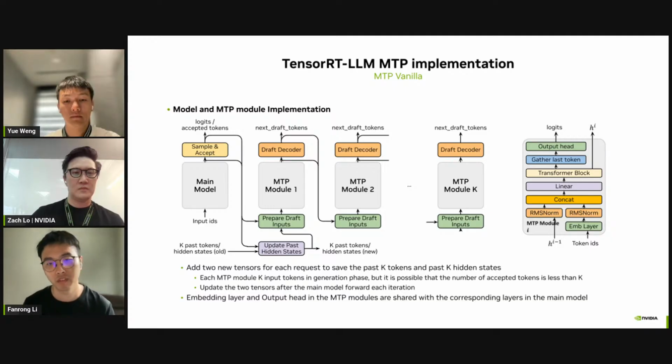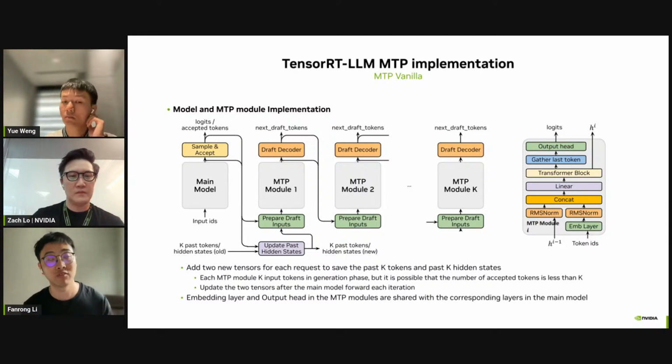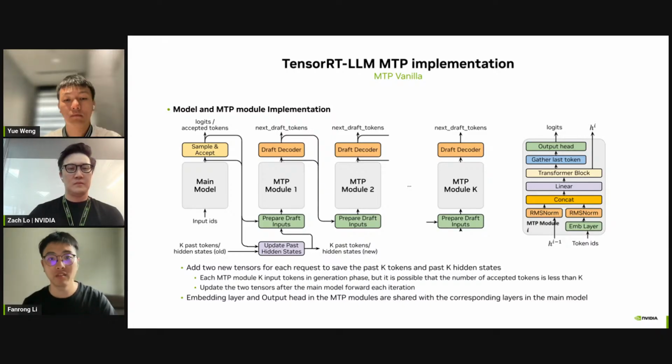Here there will be two norms, then a concatenation of the features, then a linear layer, and then a transformer block. This transformer block is the same as the transformer blocks in the DeepSeek main model, so it also has the MoE layers. We get the hidden state and the logits, and after sampling we can get the tokens.